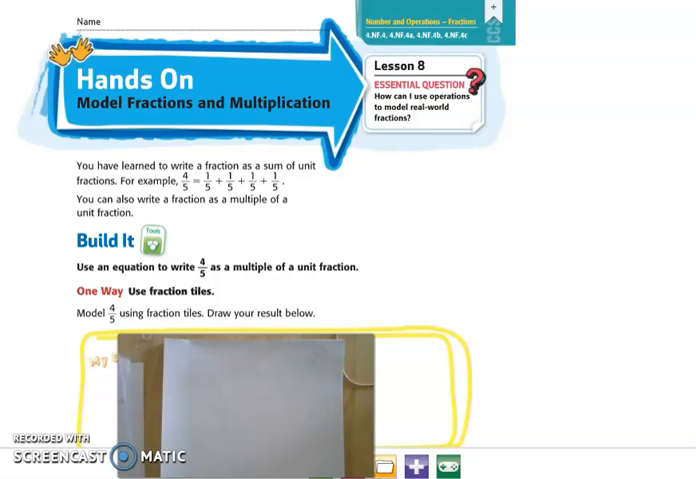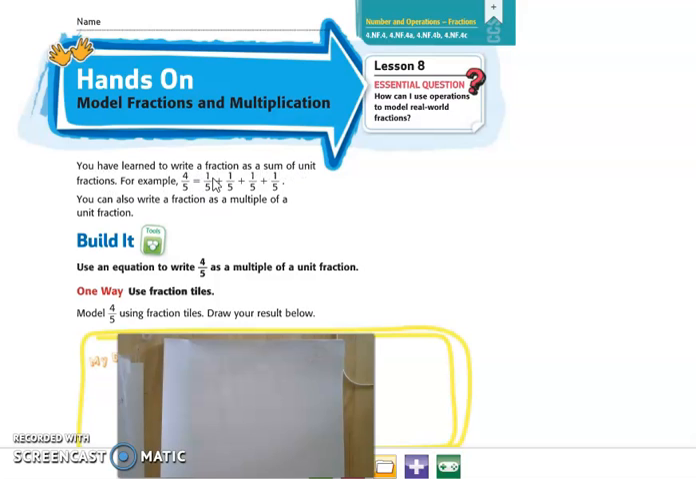Today we're on Chapter 9, Lesson 8. I'm on page 607 in the book. This is a hands-on lesson and we don't have the hands-on material, so I'm going to be drawing model fractions and multiplication. Okay, so you have learned to write a fraction as a sum of unit fractions.